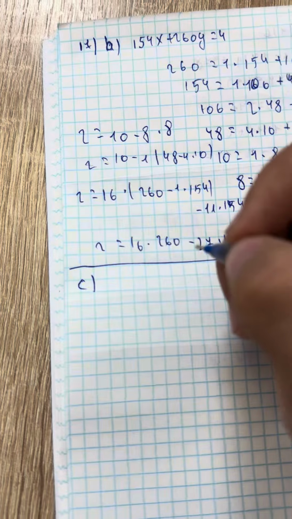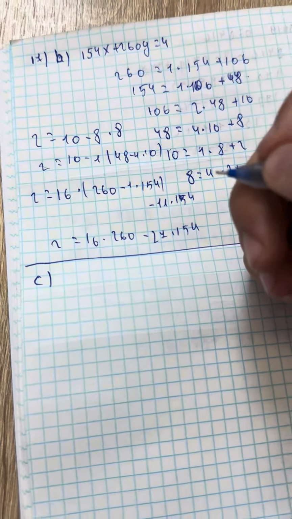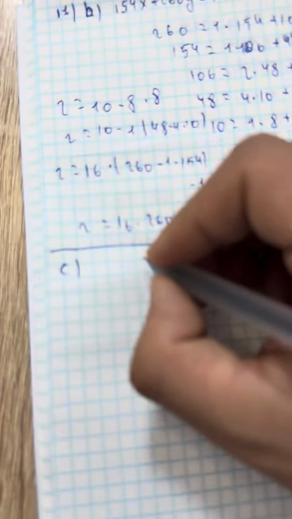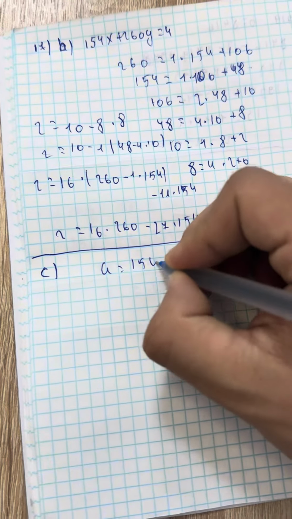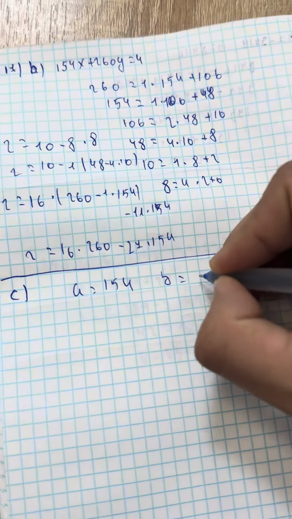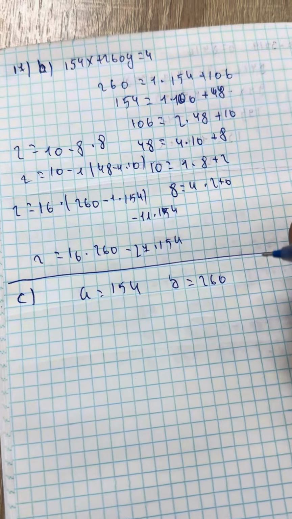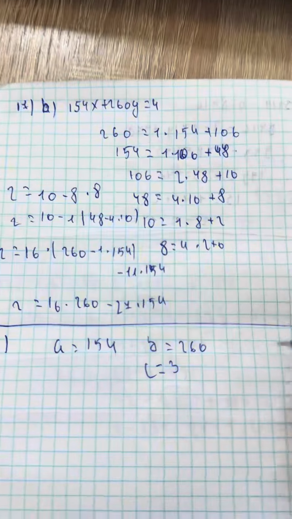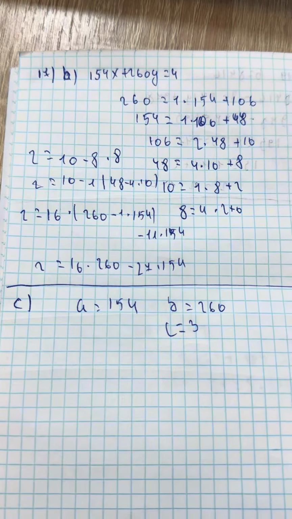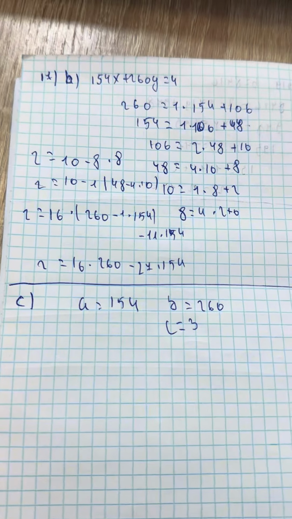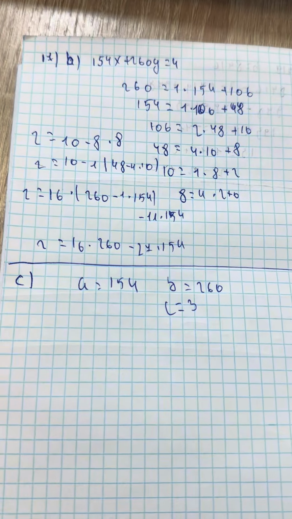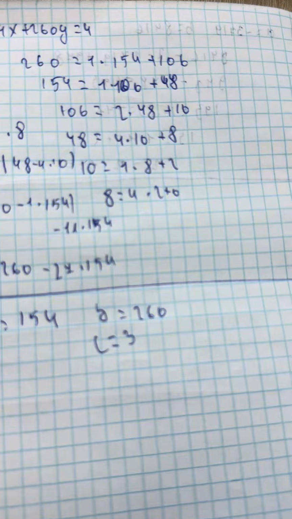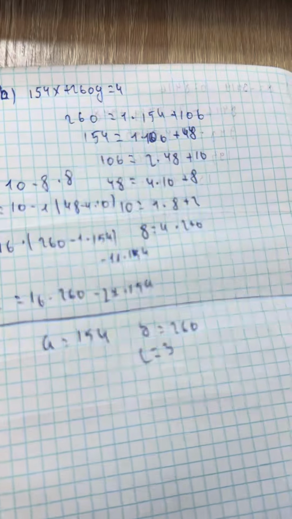In this next problem, we need to prove that there are no integer solutions for this equation. Let's start by identifying our coefficients. A is 154 and B is 260, and the constant is 3. So we first find the greatest common divisor of the coefficients 154 and 260 using the Euclidean algorithm. So here's a quick recap.